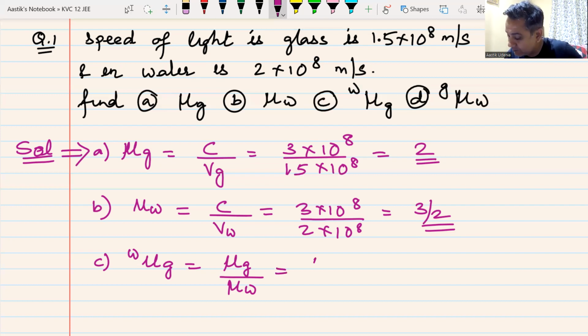So in this case, it will be 4/3, I guess. Yes or no? Anyone got this? 3/4, sir. Nah? 3/4? 4/3. Mu of glass is 2 divided by 3/2, which is 4/3. How did you get 3/4? Have you divided it the wrong way around?